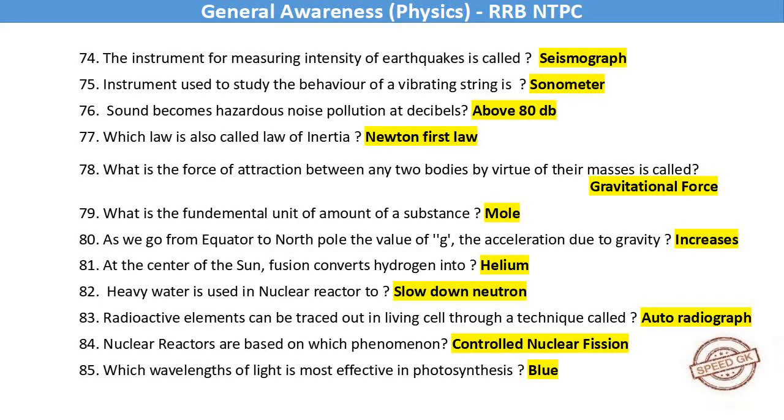At the center of the Sun, fusion converts hydrogen into helium. Heavy water is used in nuclear reactor to slow down neutron. Radioactive elements can be traced out in living cell through a technique called autoradiograph. Nuclear reactors are based on which phenomenon? Controlled nuclear fission. Which wavelengths of light is most effective in photosynthesis? Blue.